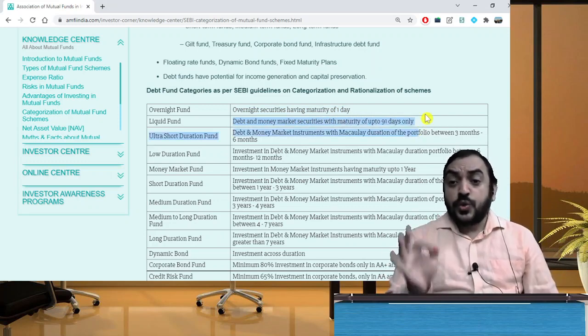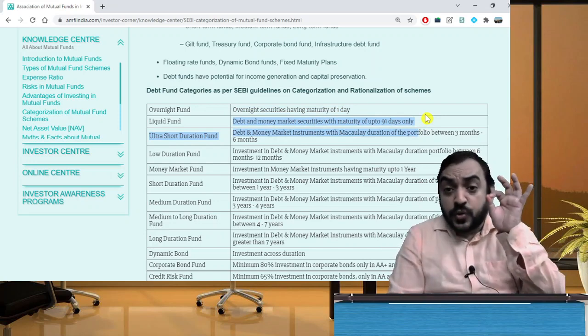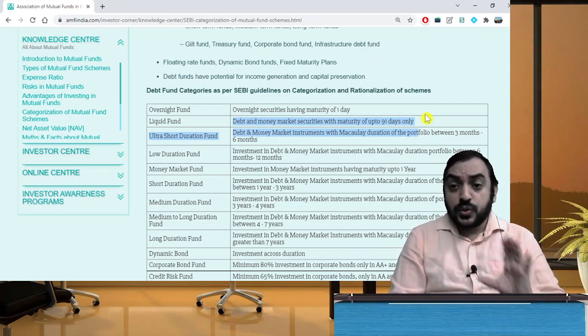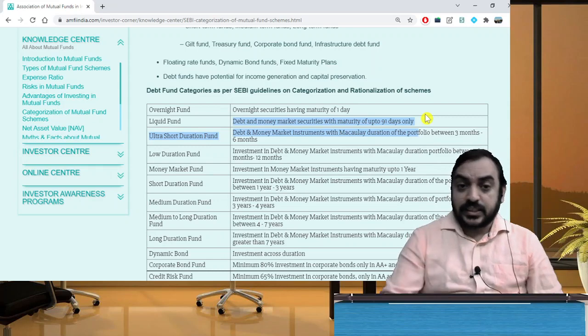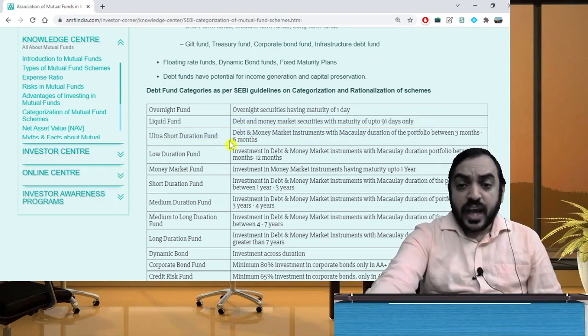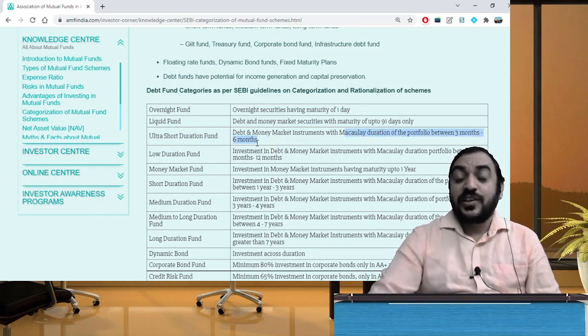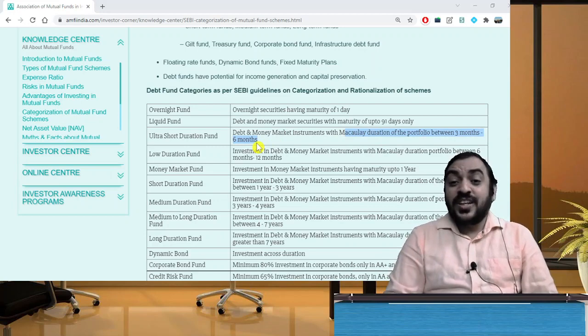A liquid fund should invest in instruments having maturity of only up to 91 days. So they have less risk, so less return. We have ultra short duration funds having Macaulay duration between 3 months to 6 months. Macaulay duration, duration in bonds, remember? How do we calculate bond duration?